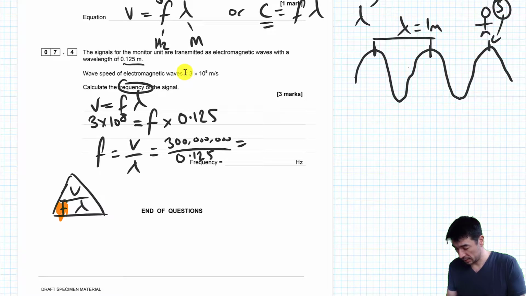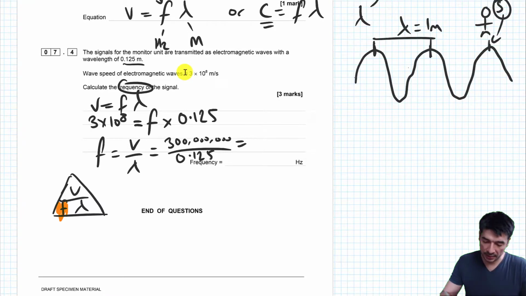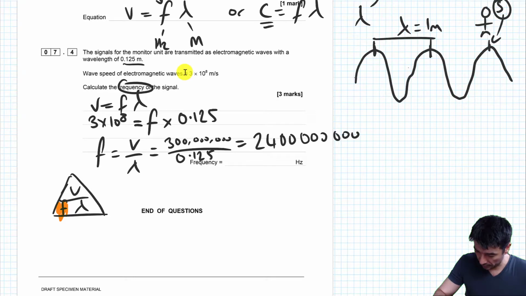3 times 10 to the 8 divided by 0.125, and I'm getting a very large number. So I could write this as 2, 4, and then 8 zeros. I could write that as the answer. Or I could write 2400 megahertz, or I could just leave it as this. The safest thing to do is to just leave it as this answer.